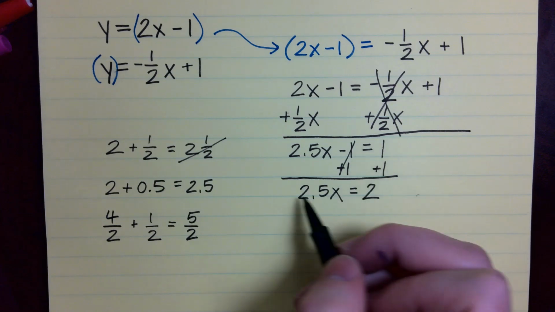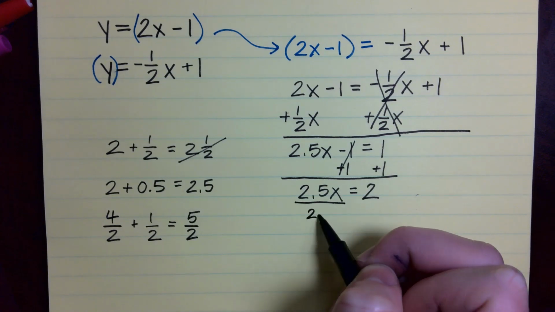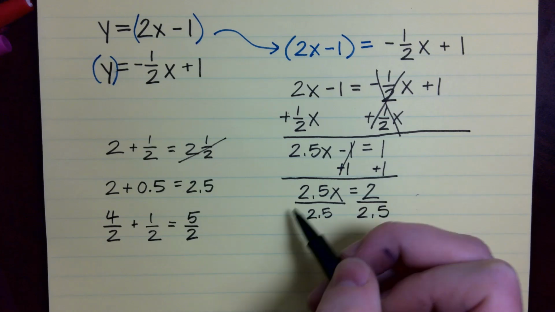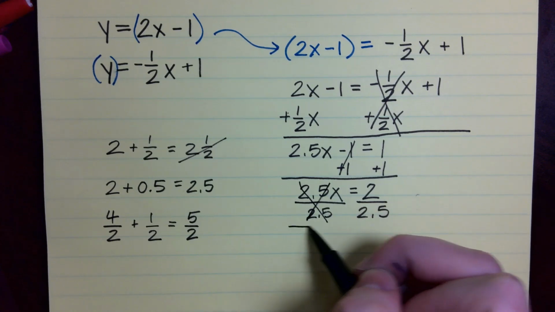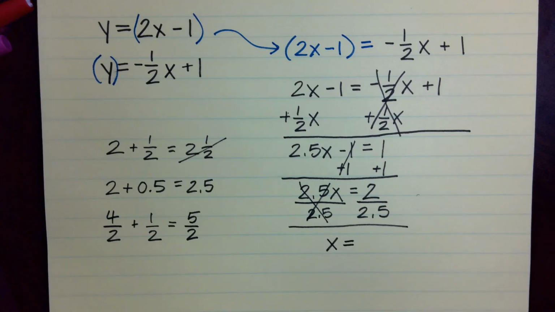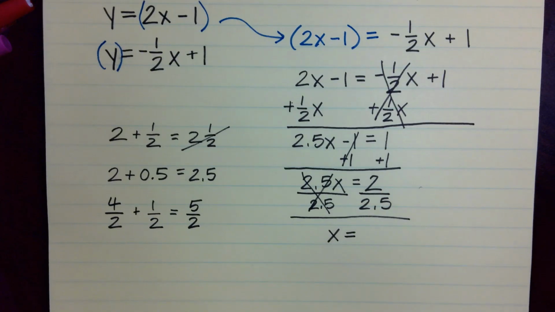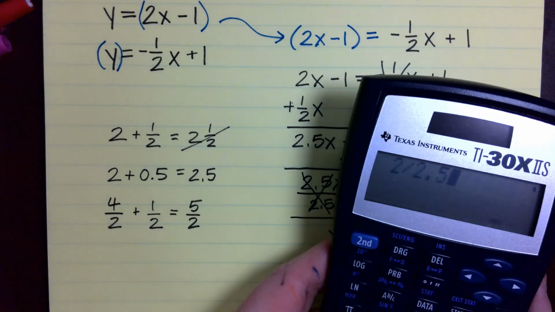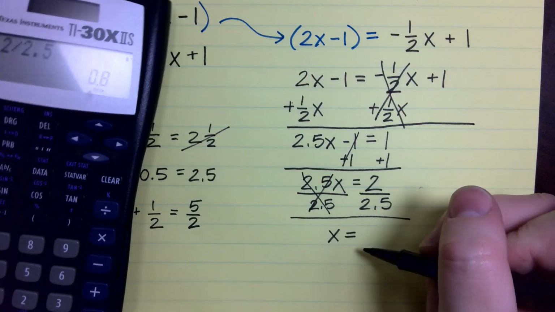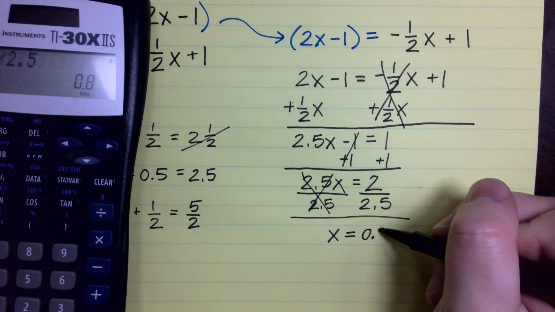Divide by 2.5. Good, because we want to get x by itself. Okay, my 2.5's cancel, so I'm left with x equals 0.8. Let's see, I bet you're right. 2 divided by 2.5, oh, my bad, that's what I'm typing. 0.8. Awesome.